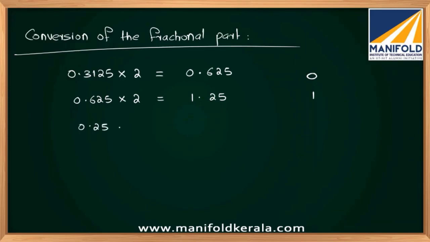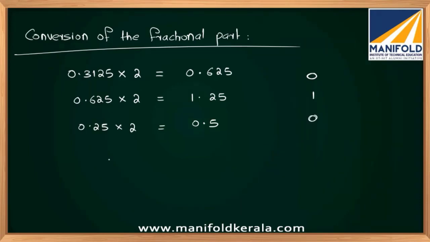0.25 multiplied by 2. And that is equal to what? This is straightforward. 0.25 into 2 is equal to what? 0.5. And in this one, take this 0, take this integer part, and write it here.